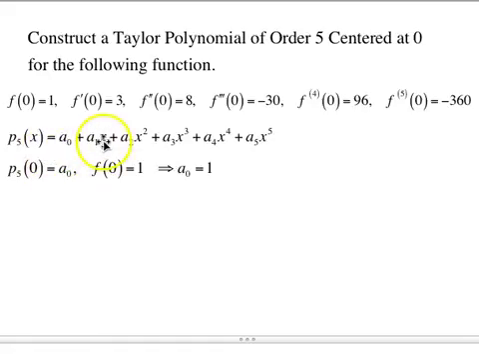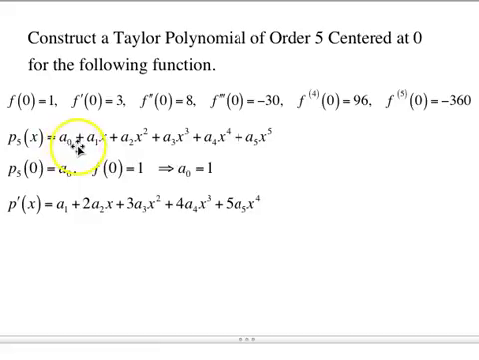Now, if we plug 0 in, a1 times 0 is 0, a2 times 0 squared is 0, a3 times 0 cubed is 0, a4 times 0 to the 4th is 0, a5 times 0 to the 5th is 0. All that's left is a sub 0. So P5 of 0 is a sub 0. f of 0 is 1. And the strategy requires the polynomial and the function to agree at all of the derivatives as well as at the original function. So I want P5 of 0 to be f of 0. If that's the case, a0 has to be 1.